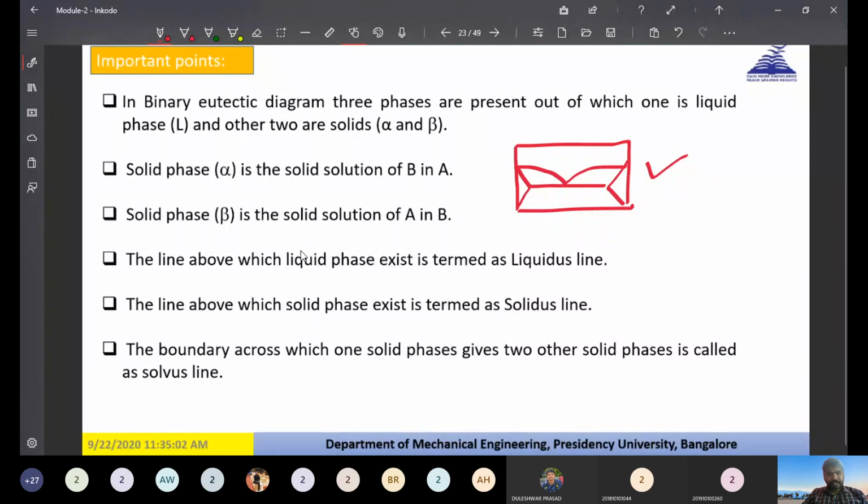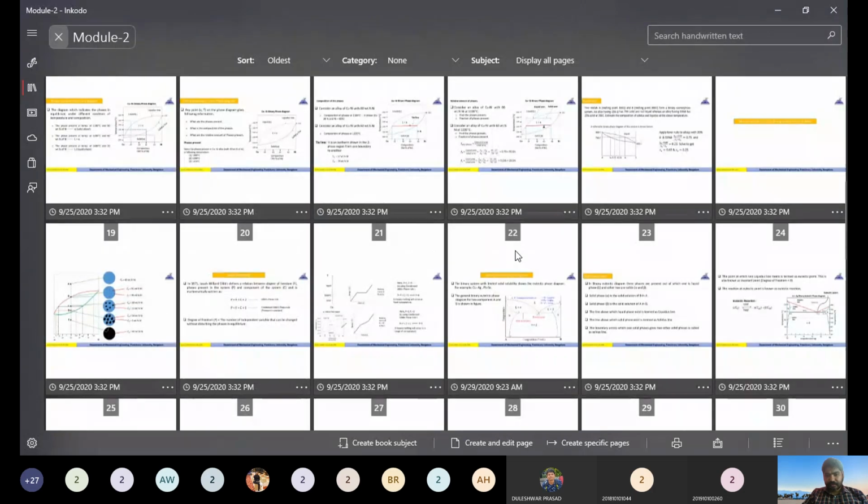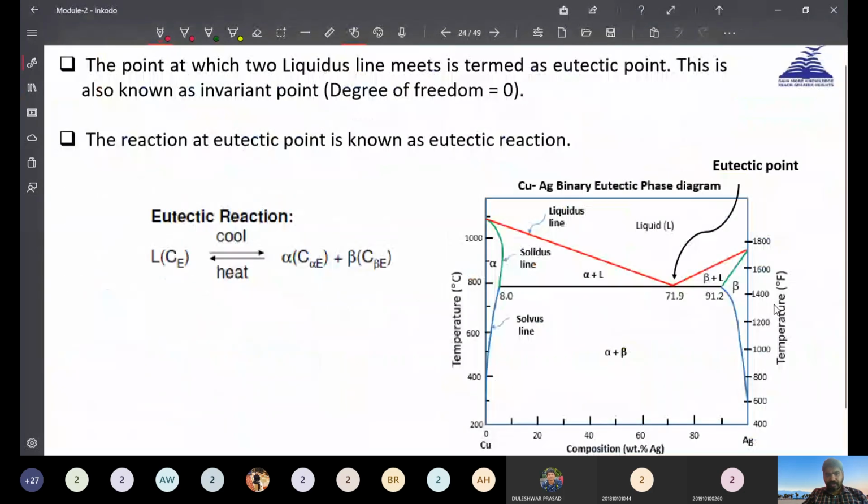I have already discussed much of this. Now the point at which two liquidus lines meet is termed as the eutectic point. This we have discussed many times. What is the eutectic point? The point at which two liquidus lines meet. And this is also known as the invariant point.